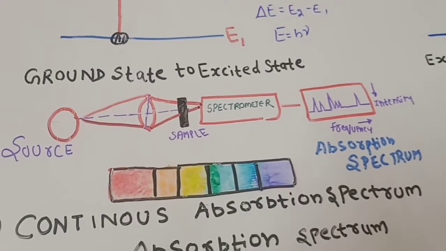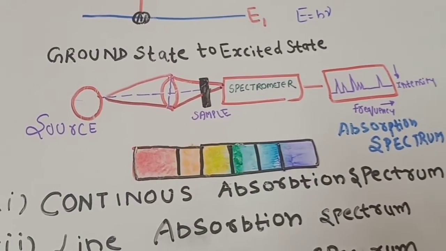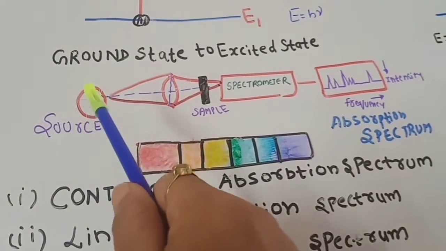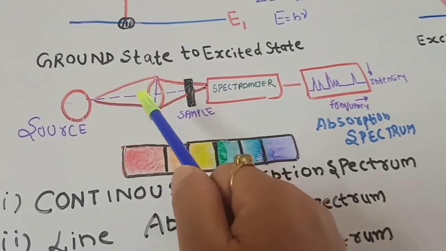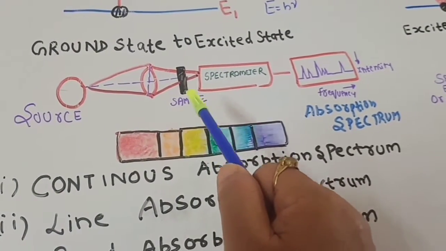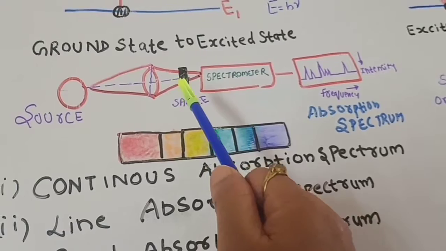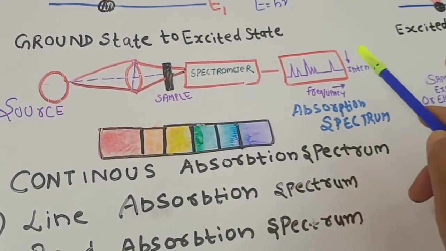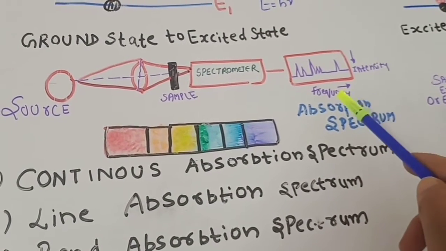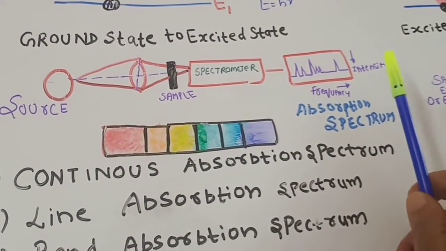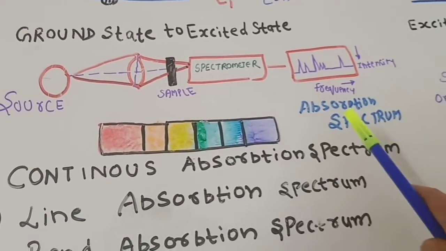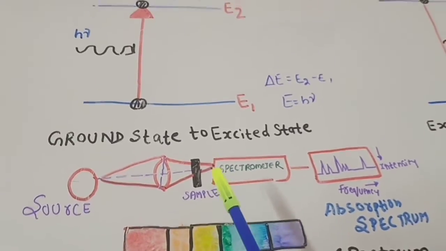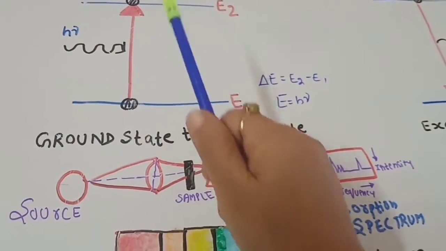We can see the simple instrumentation for this absorption spectrum. This is the source, which gives a continuous supply of electromagnetic radiation. It passes through our monochromator or grating. Then the radiation is absorbed by the sample, and the transmitted radiation passes through the spectrometer. It gives us a spectrum plotted between intensity and frequency, showing the variation of intensity versus frequency. This is known as the absorption spectrum, as certain radiations are absorbed by the sample, and by absorption they jump from the ground state to the excited state.